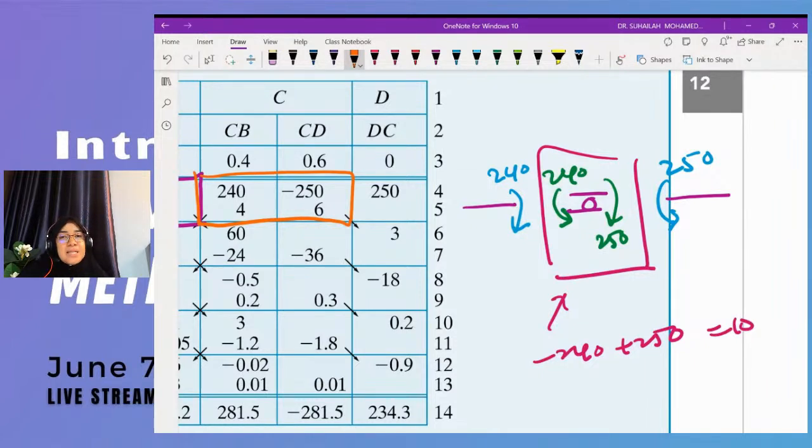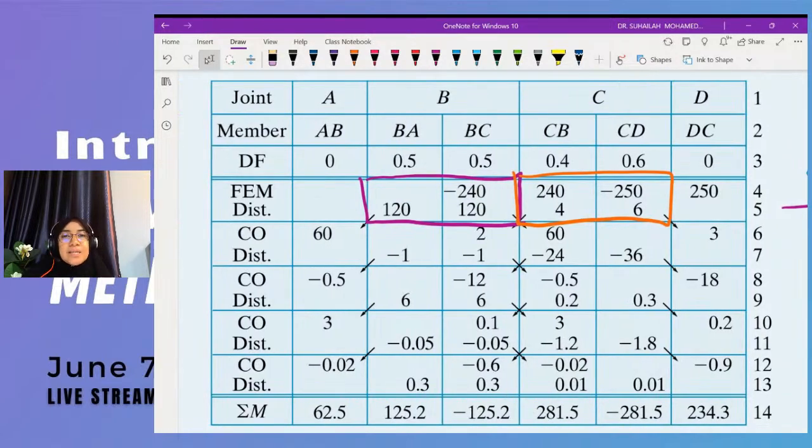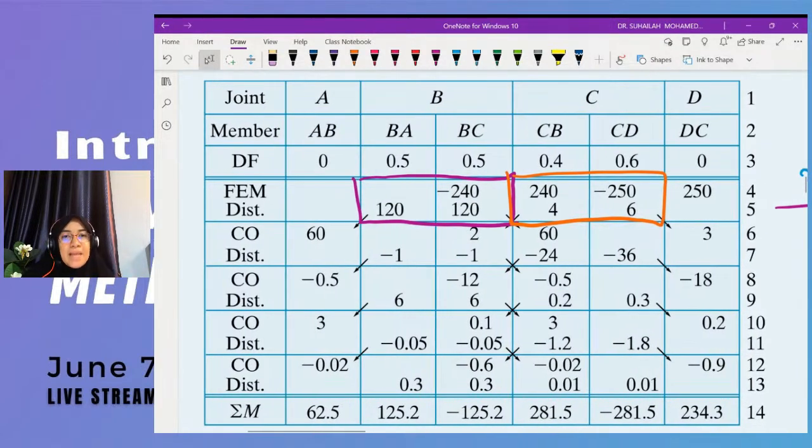Actually, the 250 at DC we also have to distribute, but the factor is 0. And when the moment value in the table is equal to 0, we do not write the 0 value in the table. Leave it blank like this. Okay, that is the distribution in the table. Next step, we have to do balancing.